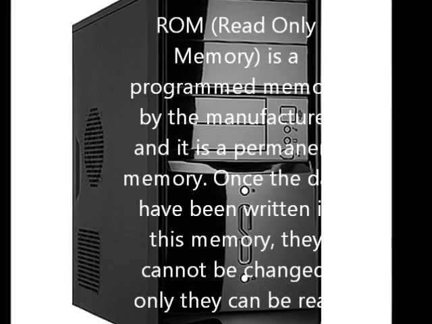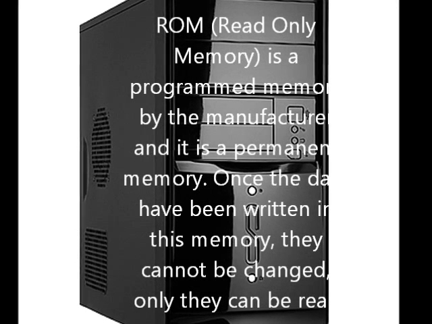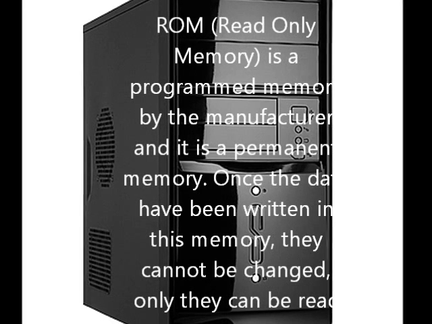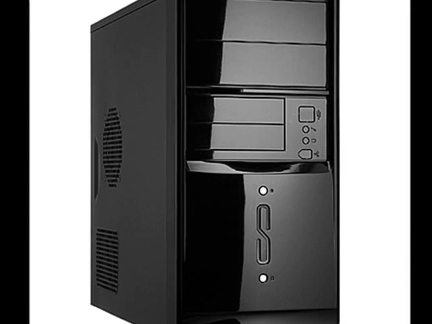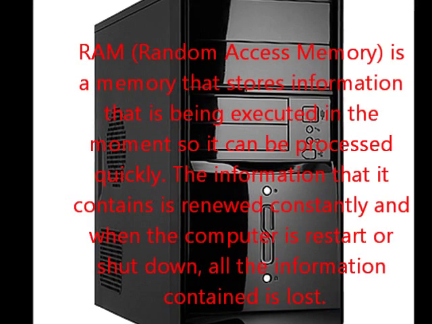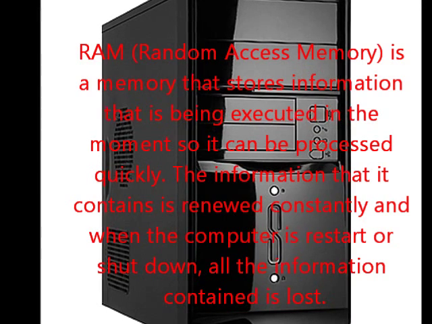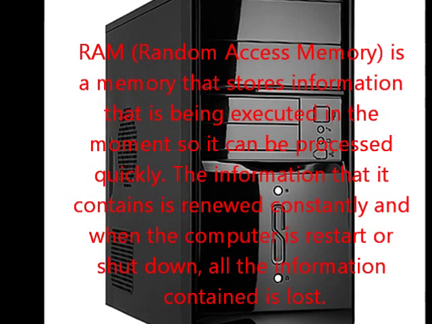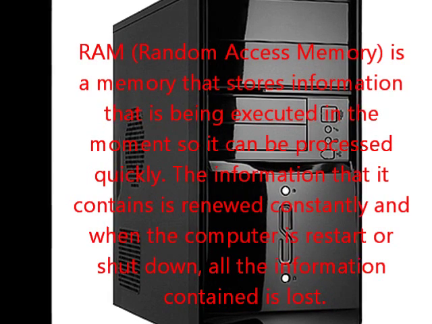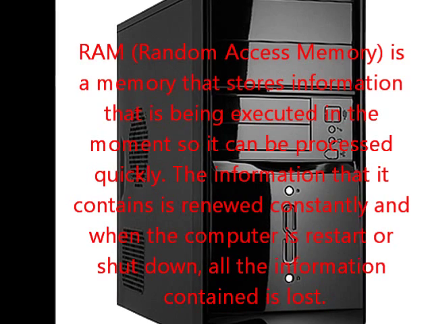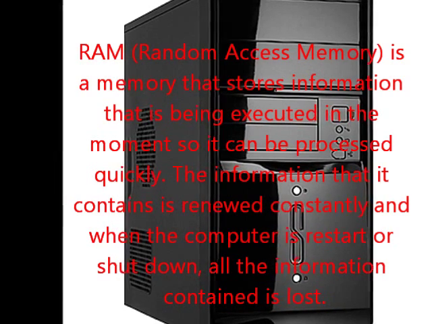ROM, read-only memory, is a program memory by the manufacturer and it is a permanent memory. Once the data have been written in this memory, they cannot be changed, only they can be read. RAM, random access memory, is a memory that stores information that is being executed at the moment, so it can be processed quickly. The information that it contains is renewed constantly, and when the computer is restarted or is shut down, all the information contained is lost.